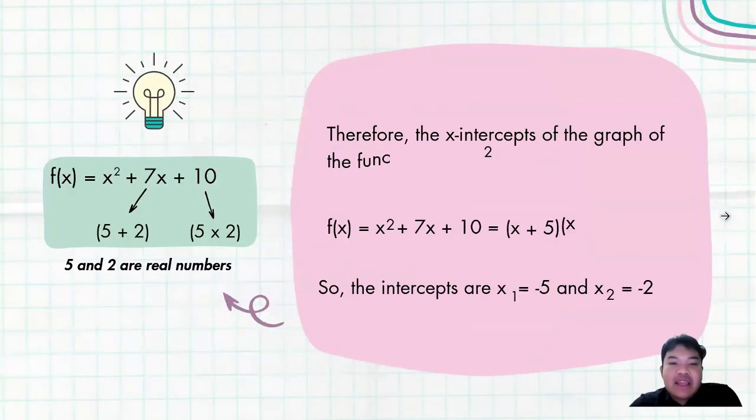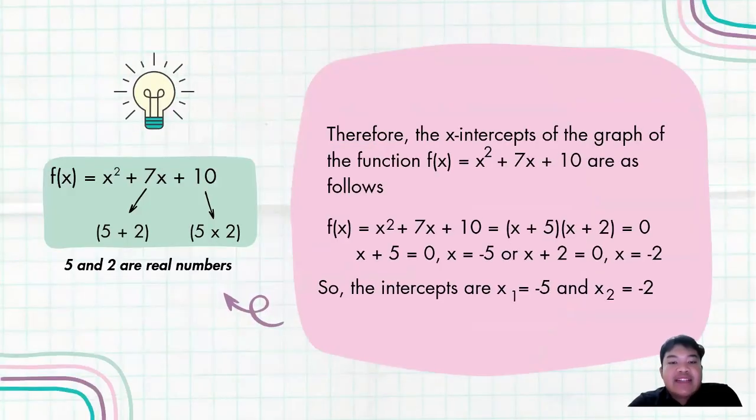Next, now we factor the function. x squared plus 7x plus 10 can be written as (x plus 5) times (x plus 2). Therefore, x plus 5 equals 0, giving x equals negative 5, and x plus 2 equals 0, giving x equals negative 2. Therefore, the x-intercepts are negative 5 and negative 2. The graph intersects the x-axis at two different points.